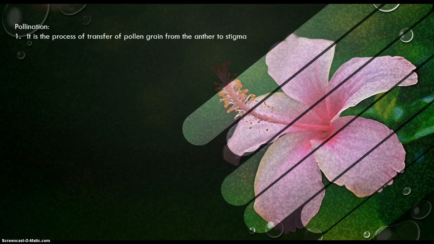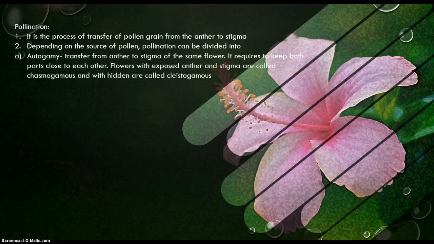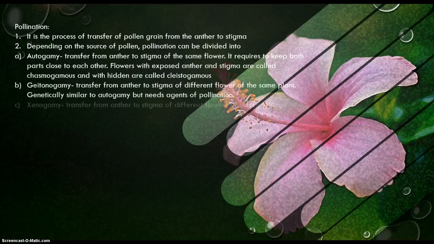Now we'll see how these gametes are transferred. The transfer of the pollen grain from anther to stigma is known as what? Pollination. Now, depending on the source of the pollen grain, pollination can be divided into autogamy, geitonogamy or xenogamy. What is the meaning of the term autogamy? Autogamy means the transfer of the pollen grain from anther to stigma of the same flower. So inside the same flower, we have anther and stigma, and the pollen grains move from the anther to the stigma.